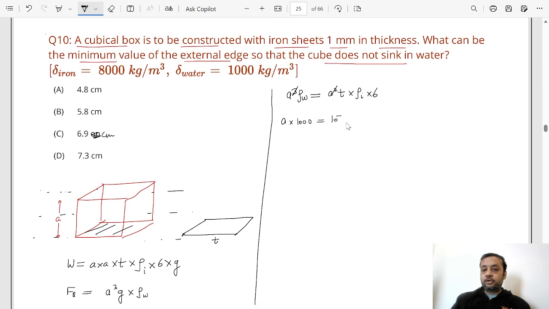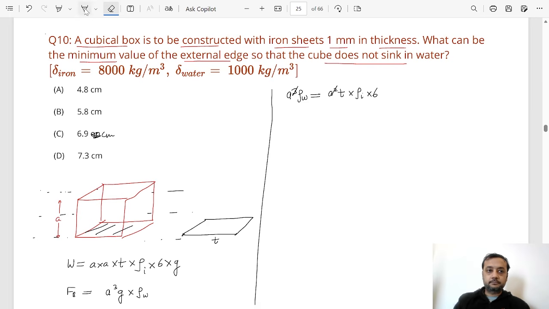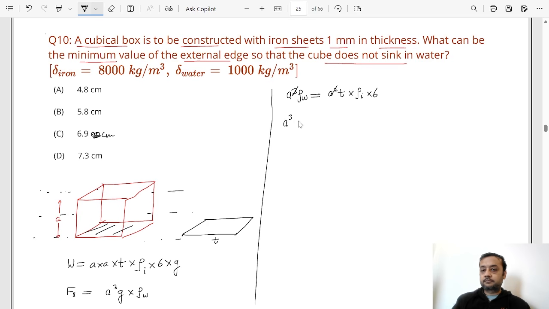So basically, we can say that A cube into density is 1000 kg per meter cube. Let's keep it in meters only. I will finally convert this into centimeters later on. So 10 to the power minus 3. Rho of iron is how much? 8000. And 6.